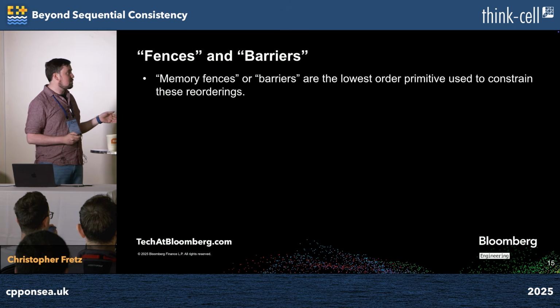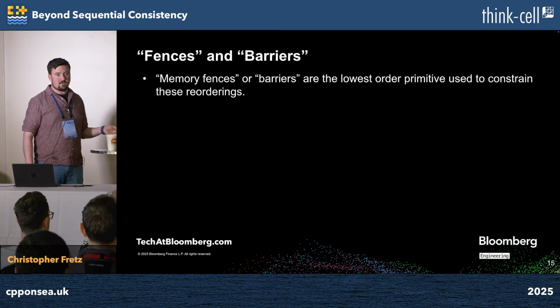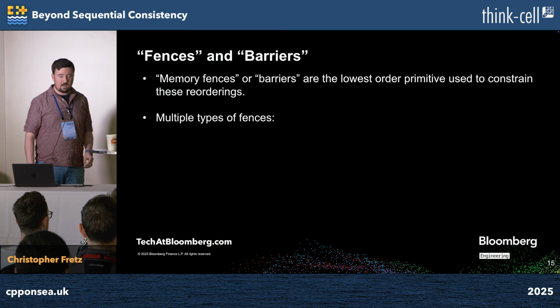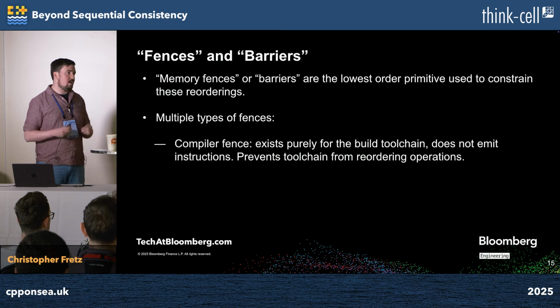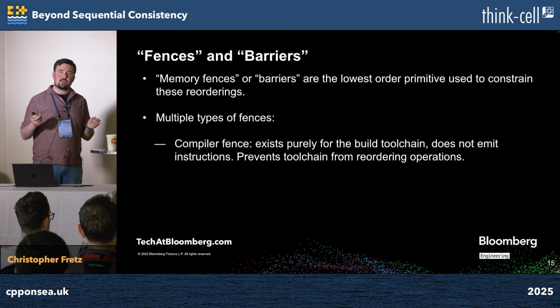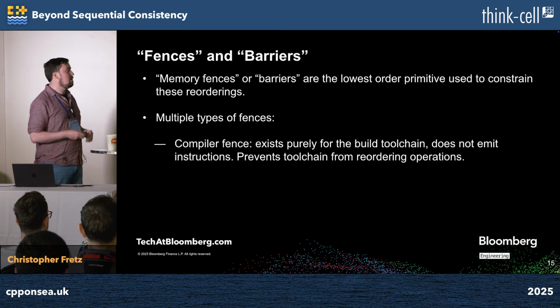And so memory fences or memory barriers, it's just two different terms that mean the same thing, are the lowest order primitive used to constrain these reorderings. There's multiple different types of fences. You can have a compiler fence, which is basically, I think it's atomic_signal_fence or something in the standard library, is an example of this.